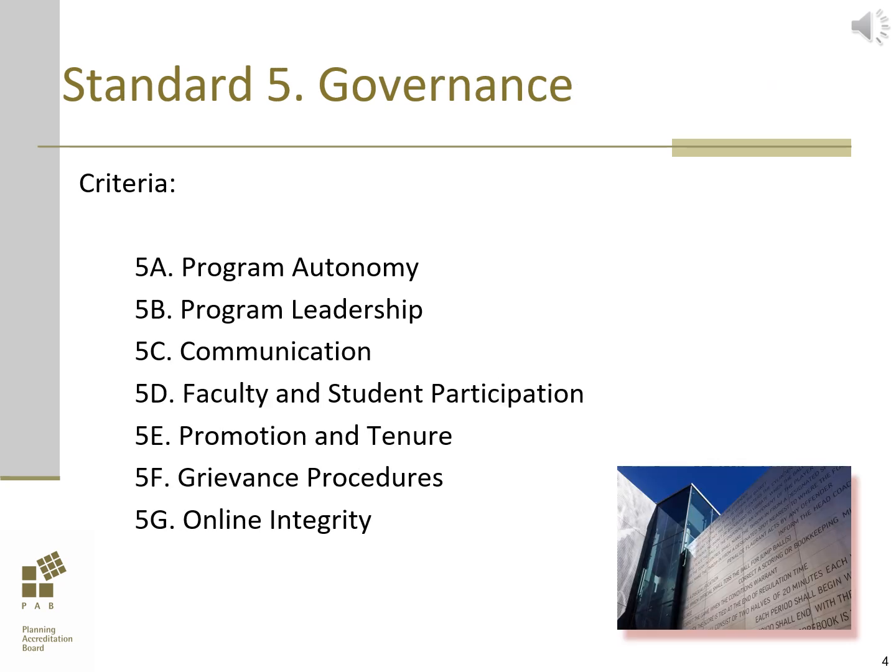There are 7 criteria within the governance standard. Let's address each one in turn. For each, we will review the text of the criterion, highlight PAB's expectations regarding compliance, and share some situations that may challenge that compliance. Examples are meant to illustrate situations that might be red flags for site visitors. They are not intended to serve as strict definitions of lack of compliance.